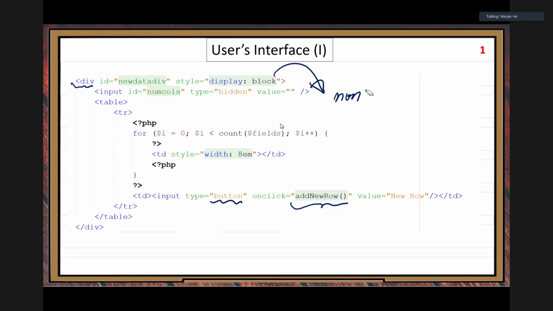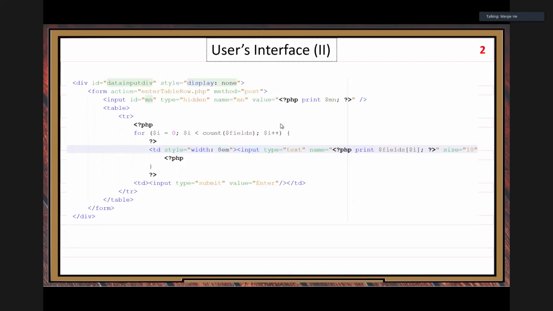So here, the block to none, so we hide this. Block to none, and there is another div element from none to block. So this is the block to none, okay? The second page, this one, none to block.